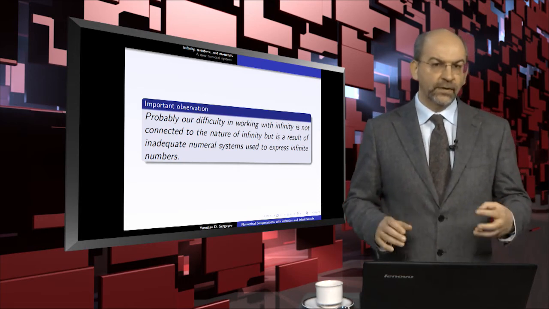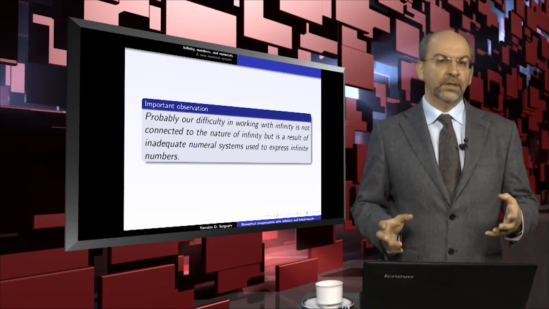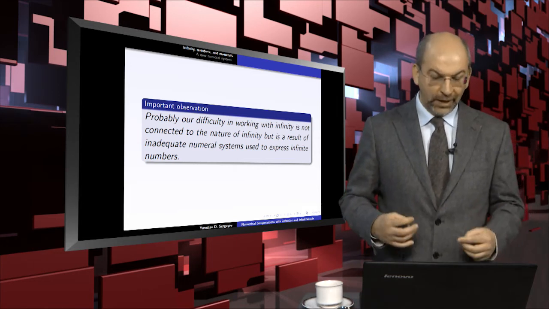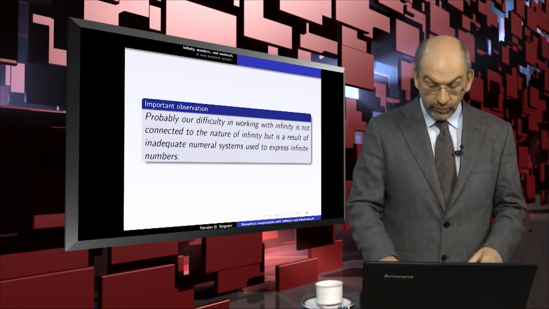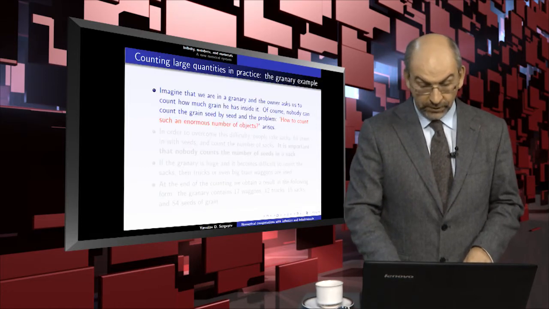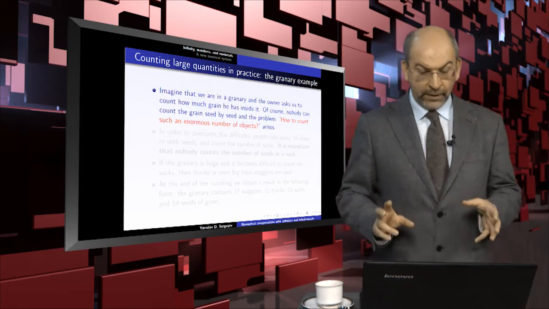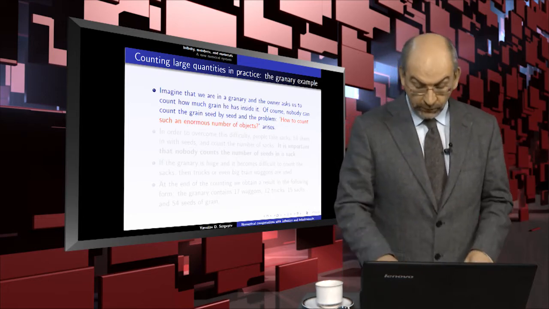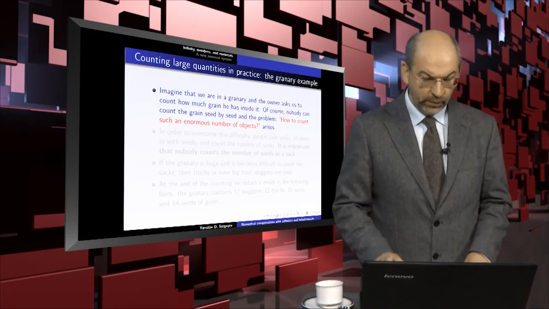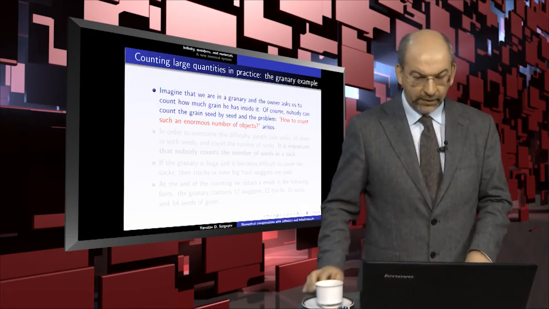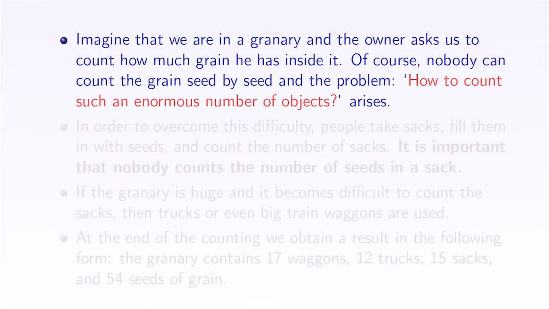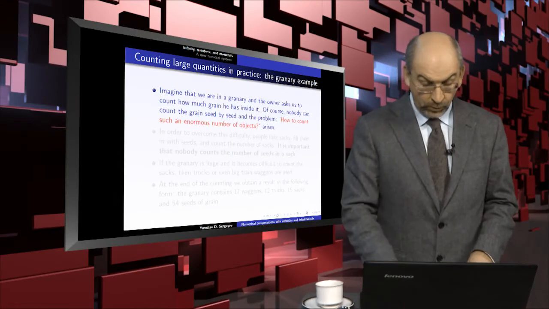Instead of fighting the infinity and thinking about its nature, we start to think about how we can express infinite numbers by new numerals. So let us consider an example that will be very helpful to develop a new way of dealing with infinity. But here we will deal with finite numbers. Suppose that we are in a granary and the owner asks us to count how much grain he has inside. Of course, nobody can count the grain seed by seed, and the problem of how to count such an enormous number of objects arises.